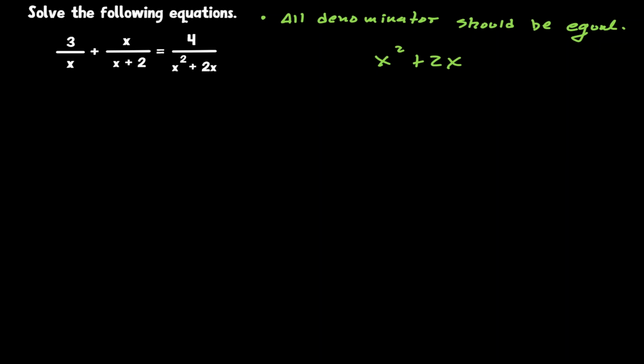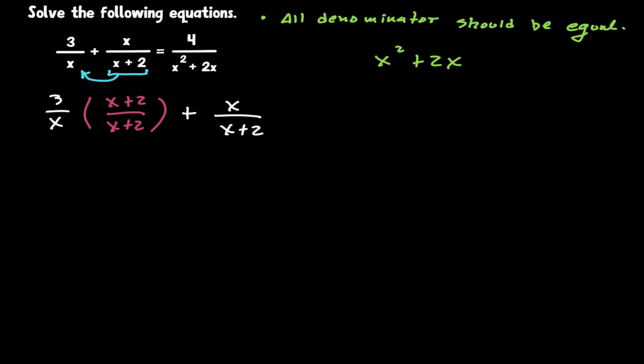Let's get our first fraction. We already have x. If we multiply times x plus 2, we're going to obtain x squared plus 2x. So let's do that. Let's multiply x plus 2, top and bottom. Let's move to the next fraction. We have x plus 2. If we multiply times x, we're going to obtain x squared plus 2x. So let's multiply x top and bottom. And the right hand side, it's already x squared plus 2x. So let's just write that down.